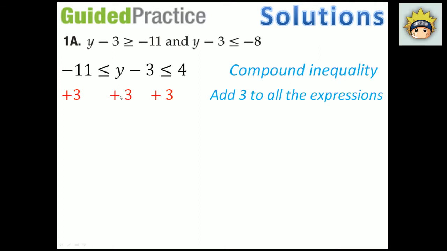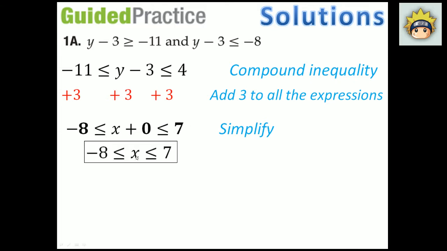You can add 3 to all three sides of the inequality. But remember, this should be a negative 8. So on the left-hand side, when you add 3, negative 11 plus 3 is negative 8. On the right-hand side, it should not be a 7 here. Negative 8 plus 3 should be a negative 5. So here should be a negative 5. This is not a 7. It should be a negative 5.